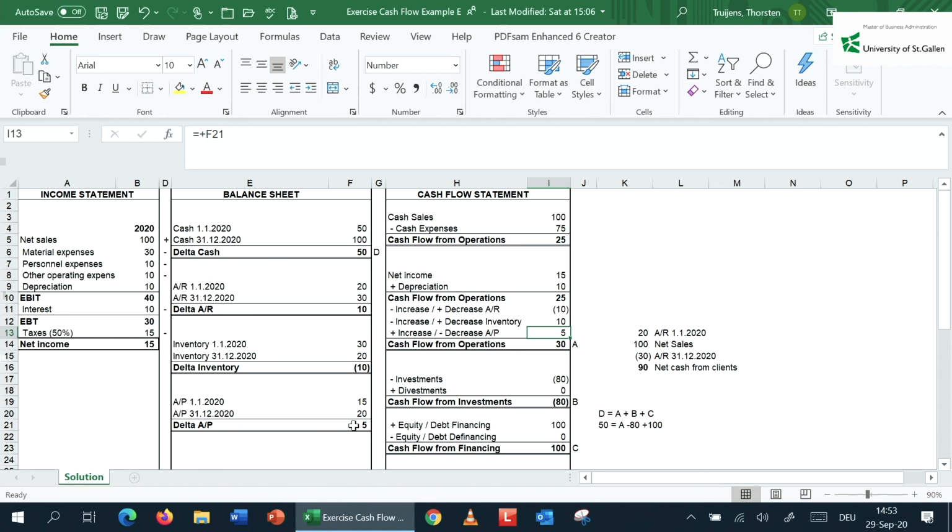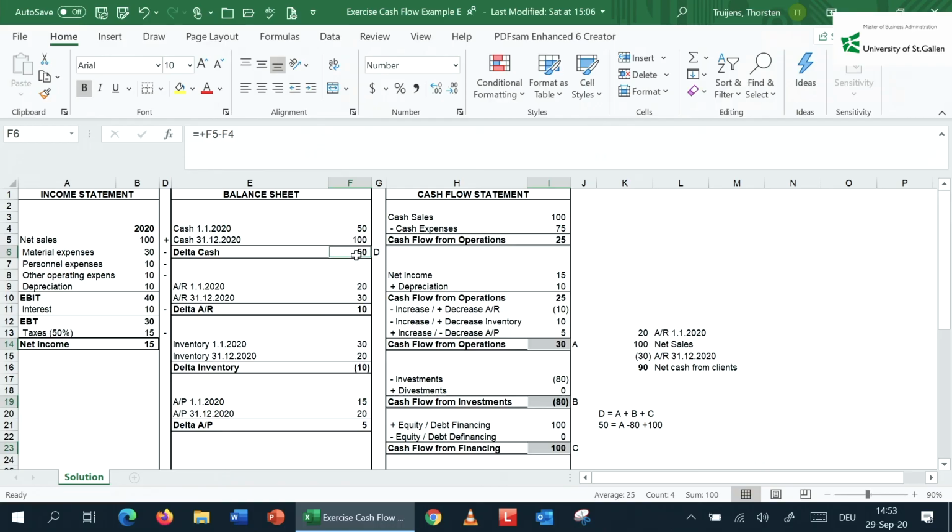That's good for cash. And that means we have plus 5 here. And in that case now, our equation fits. 30 minus 80 plus 100 gives you plus 50. I fully realize this is not that straightforward. However, let's take a step back.